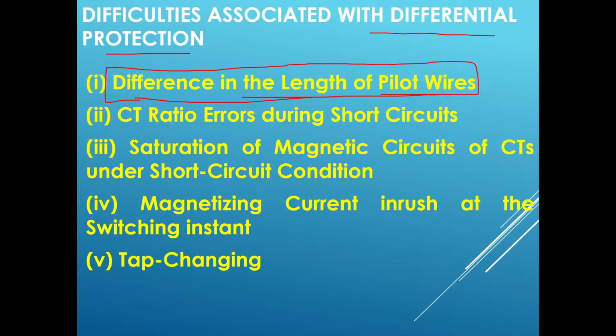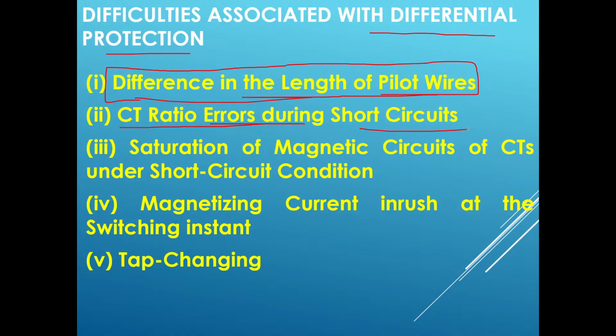Next difficulty is CT ratio error during short circuits. CTs used may have almost equal ratio at normal currents. When normal current is flowing, the CTs will have equal ratio. But during fault condition, the primary currents are unduly large and the ratio error of CTs on either side will differ. So that is one of the drawbacks.